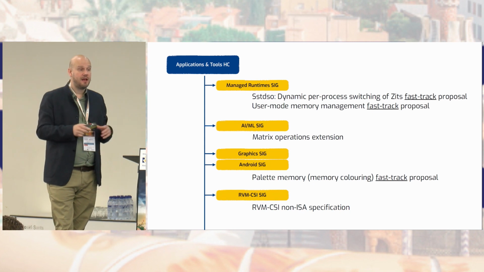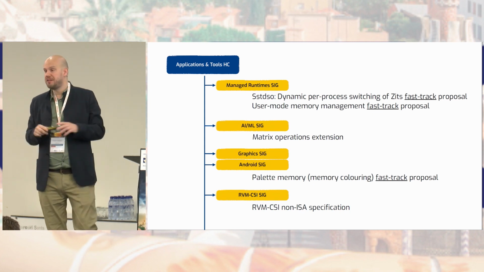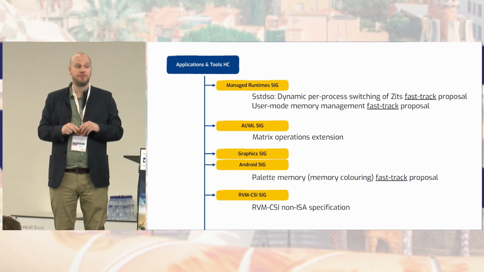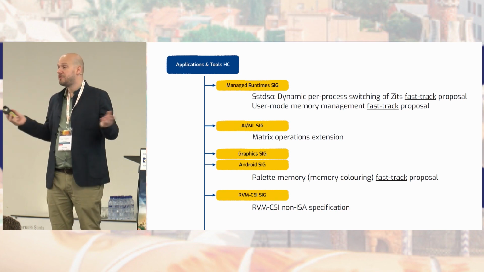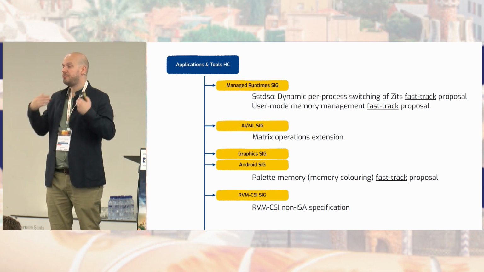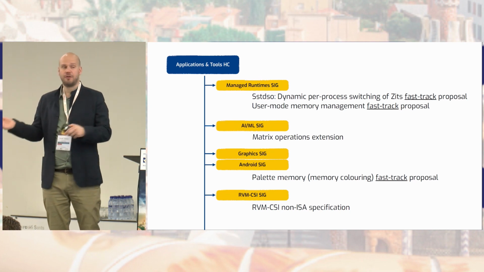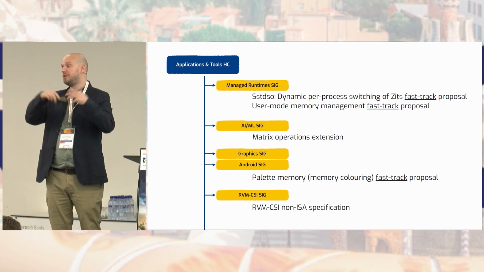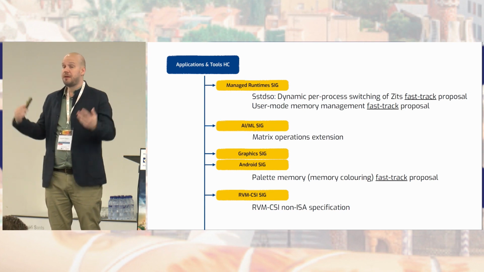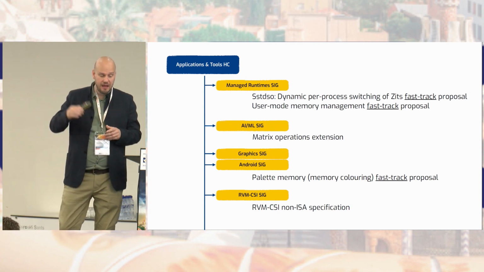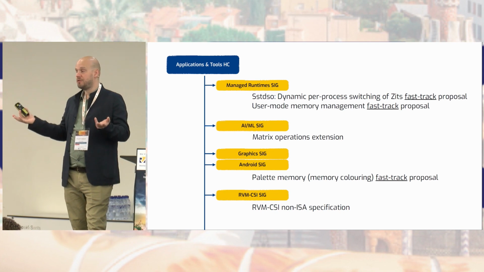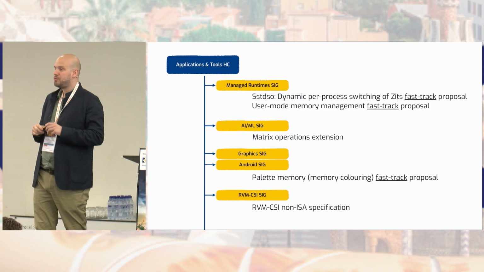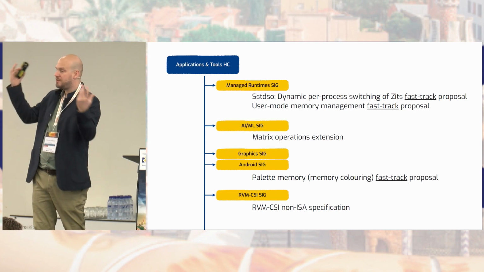The Android SIG has been working hard over the last couple of years with a number of industry partners to help drive Android readiness on RISC-V. There are a number of companies contributing to it. They are working through the SIG to meet up to see what is needed, and they have been proposing memory coloring, which is similar to ARM-MT in spirit.